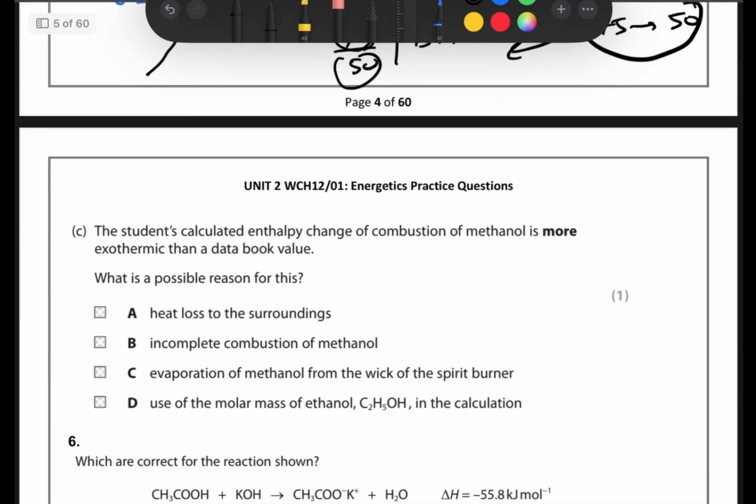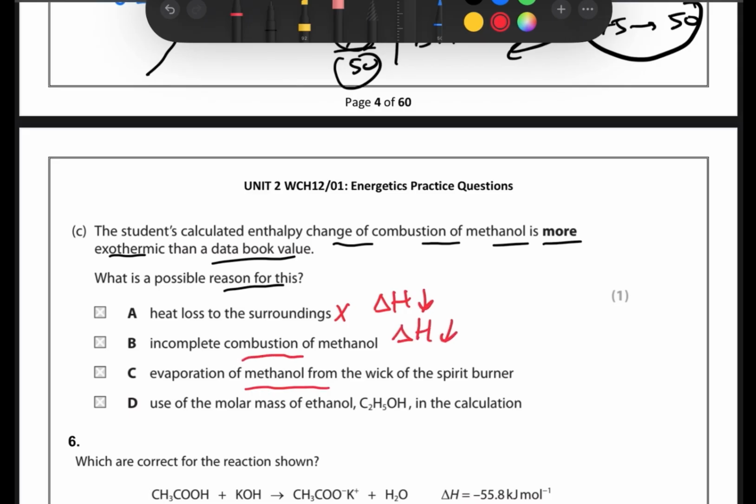Let's calculate C. The student's calculated enthalpy change of combustion of methanol is more exothermic than the data booklet. What is the possible reason for this? More exothermic means more energy was produced. So heat loss, no, heat loss causes the delta H to decrease. Incomplete combustion also causes the delta H to decrease. Evaporation of fuel causes delta H to decrease.